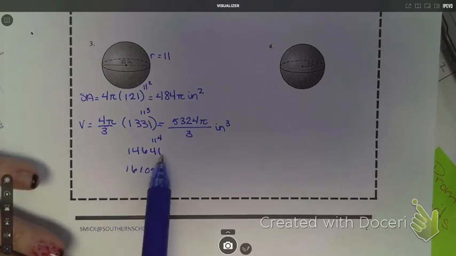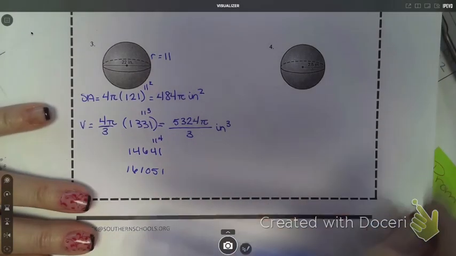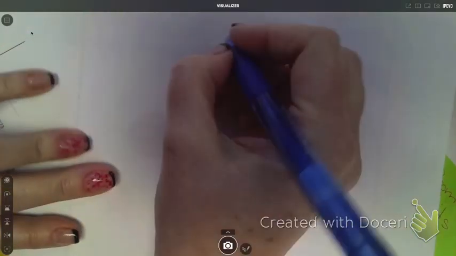And actually, in Algebra 2, you'll learn Pascal's triangle. And this is Pascal's triangle. Here, I'll show you. Side note. It is this.